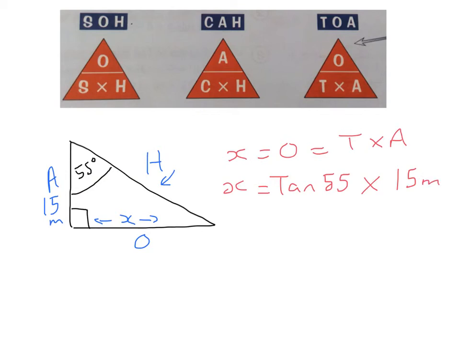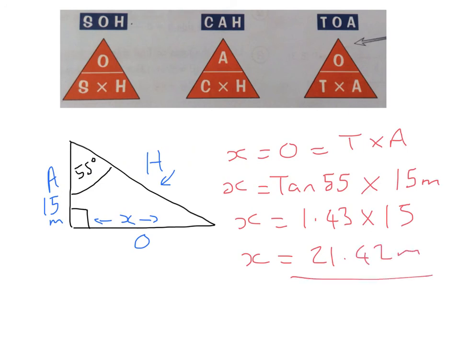All we need to do now is find a calculator. So I'm going to go and calculate that now. So tan 55 equals 1.43, and then we multiply that by 15, which is the adjacent, and we end up with X, the opposite, is 21.42 meters, which is roughly the right answer with rounding.